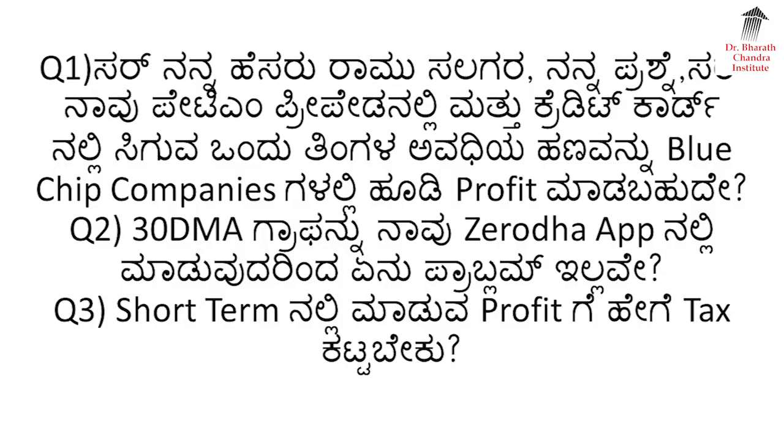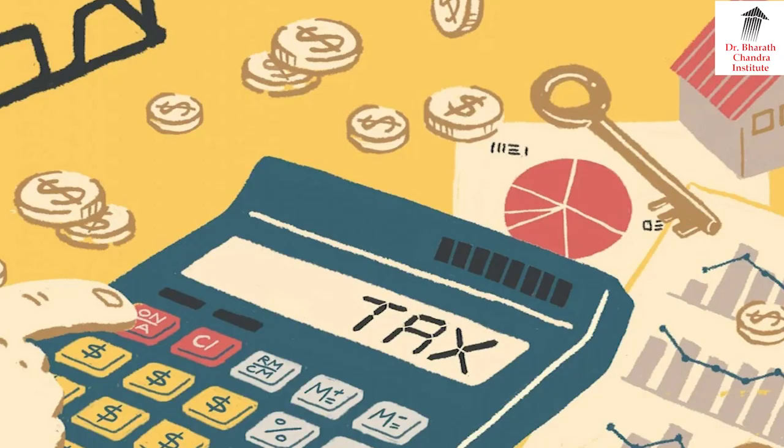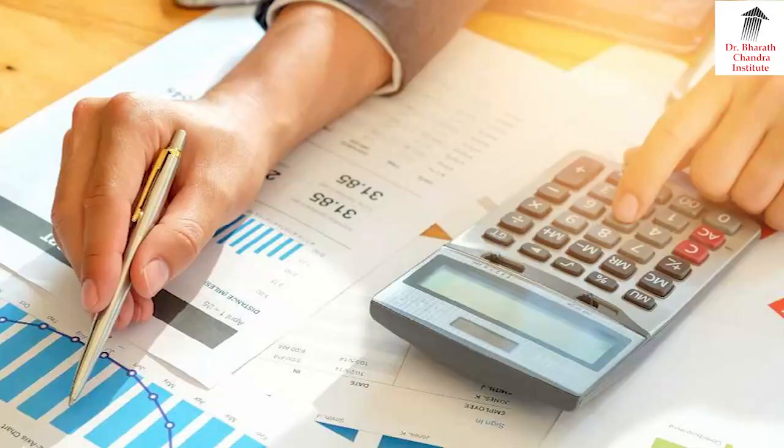Third question, how to pay tax on profits made in short term from stock markets? First, there is no TDS, no tax cut at source. You have to pay the tax voluntarily. How to pay? Let us imagine you made the profit in the month of January of a particular year. In the month of March, you have to calculate 15% on that profit you made in short term, called short term capital gain, and pay it, and there is no question of TDS.